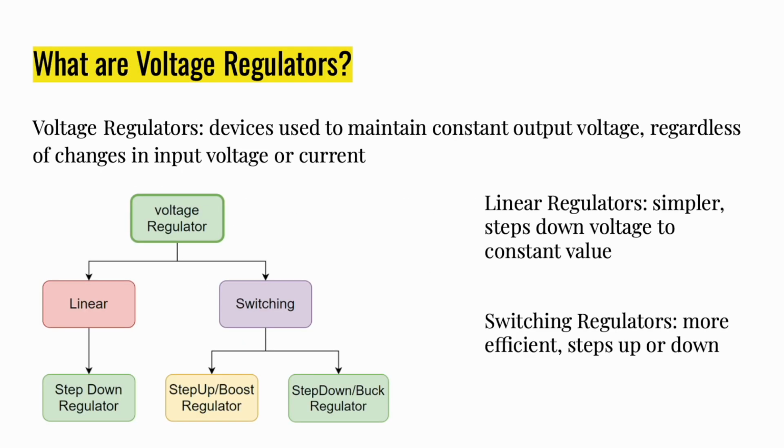When working on the exhibit, the power supply we had oftentimes didn't match the voltage needed for the circuit. So that's where voltage regulators come in. They're devices used to maintain a constant output voltage, and they're helpful if your power supply voltage is too high or too low, or if you just need a more stable voltage output. There are two main categories. One is a linear regulator, which steps down the voltage to a constant value, and the other is the switching regulators, which can be used to step up or step down the voltage.